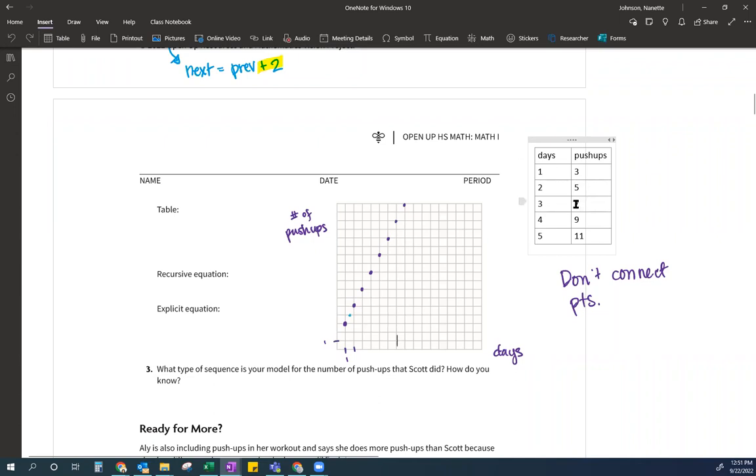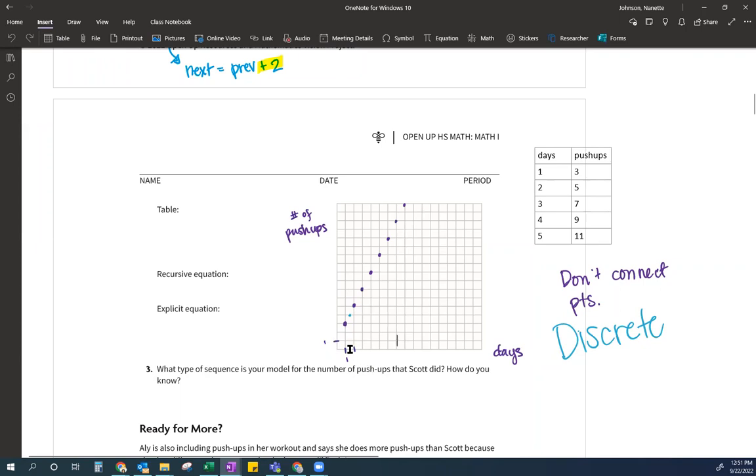So we call this discrete. Everybody say the word discrete. Discrete means that we don't connect our points, or the points are not all connected. Okay, so this is a big deal when it comes to later on in math. So right now, I just want you to know, hey, why don't we connect these points again?